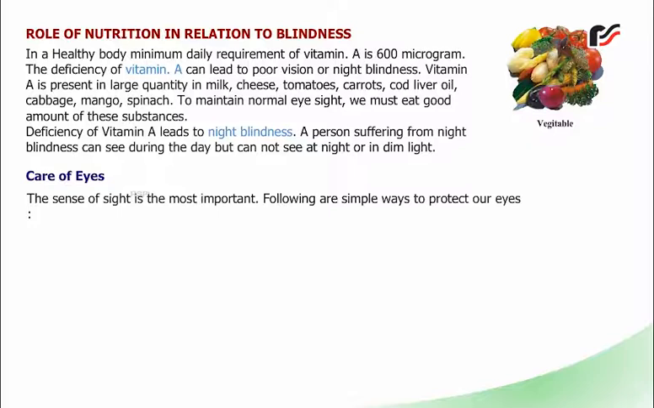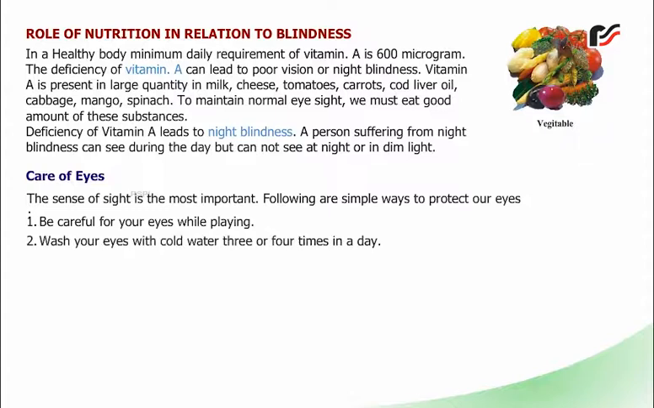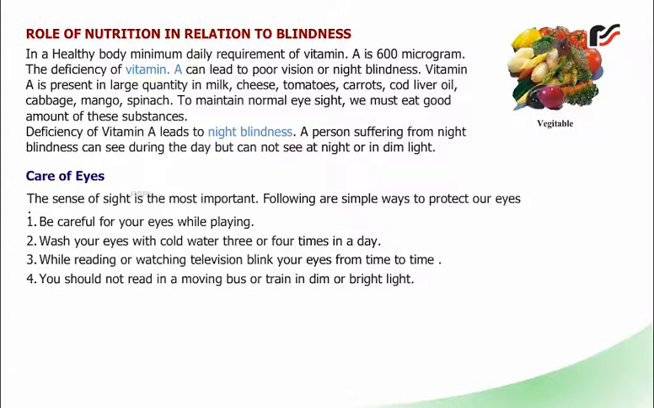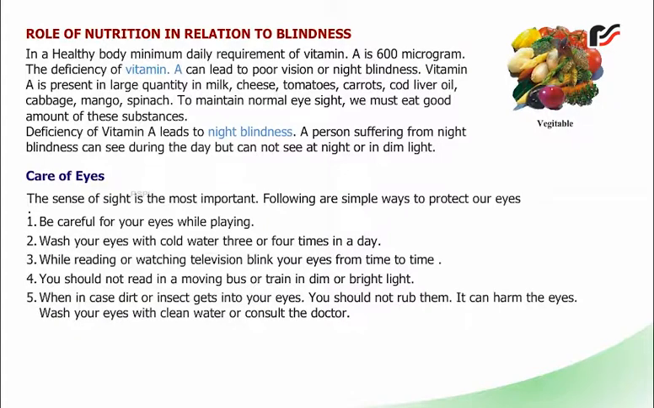Care of eyes. The sense of sight is the most important. Following are simple ways to protect our eyes. 1. Be careful for your eyes while playing. 2. Wash your eyes with cold water 3 or 4 times in a day. 3. While reading or watching television, blink your eyes from time to time. 4. You should not read in a moving bus or train, or in dim or bright light.